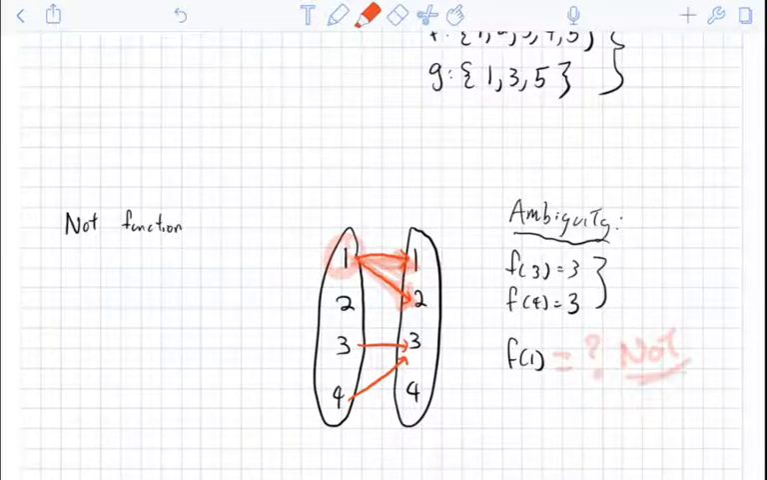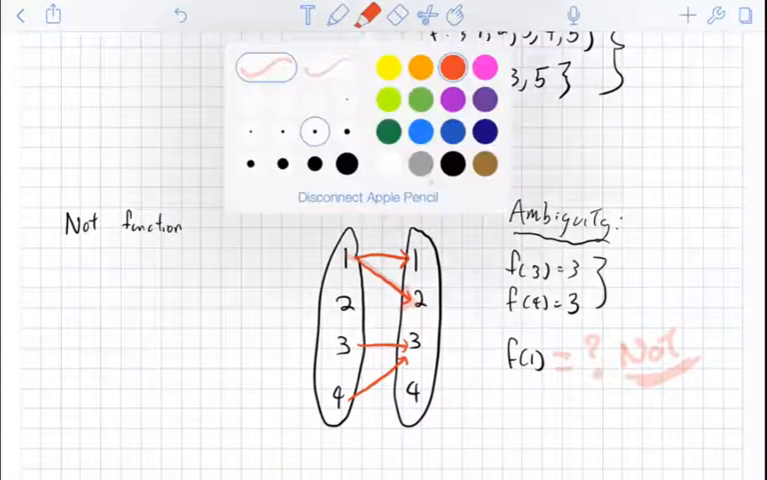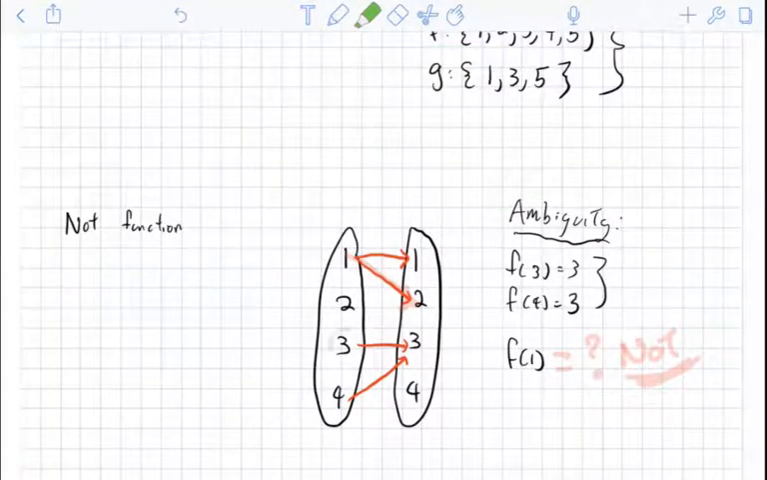The output is ambiguous. So to review, it's entirely okay if 2 inputs correspond to the same output. If 2 things go to the same place, that's okay. What isn't okay is if one input can go to two outputs. That's no. Okay?